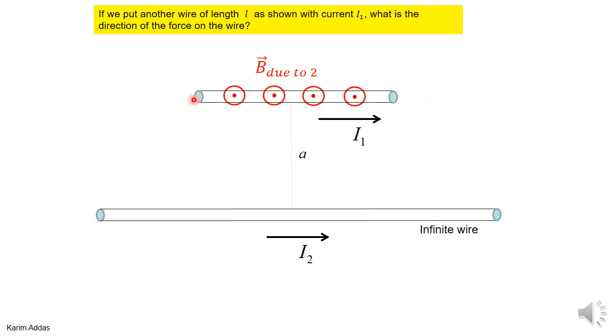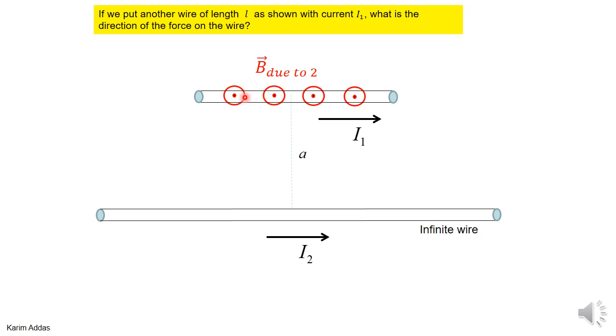Let's bring another wire that has a current I1, and we look at a finite portion of that wire. Of course, a wire can't just start from nowhere. The current can't just start from nowhere and end nowhere. It has to be part of a circuit, but we're only going to focus on what's happening to this part of the wire that's of length L. So if you put this wire with length L and the current I1 is going to the right also, what is the direction of the force on wire 1?